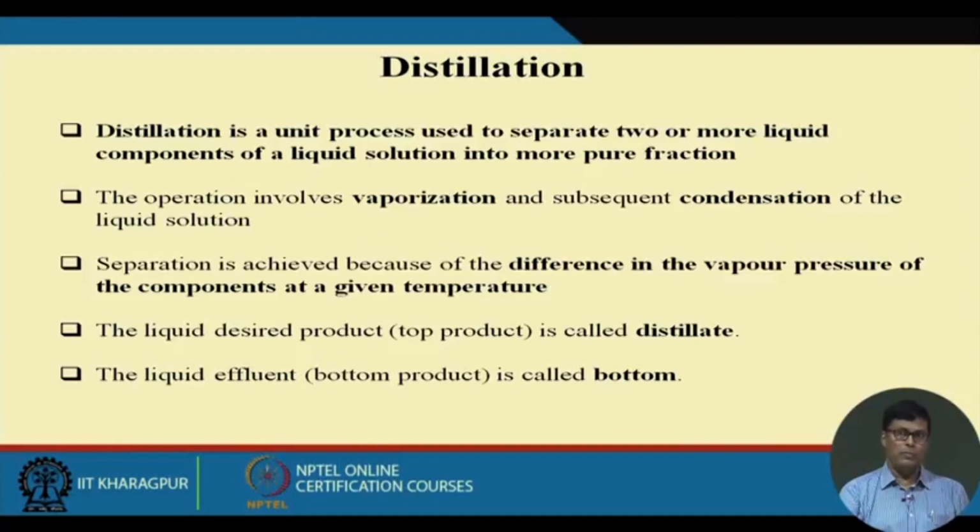In the alcohol fermentation process, not only is ethanol produced, but besides ethanol there is also formation of fusel oil. Fusel oil is nothing but higher alcohol, so you can separate it in the fractional distillation column. The operation involves vaporization and subsequent condensation of the liquid. Separation is achieved because of the difference in vapor pressure of the components at a given temperature. The liquid desired product is called distillate, and the bottom product is called bottom, or raffinate.